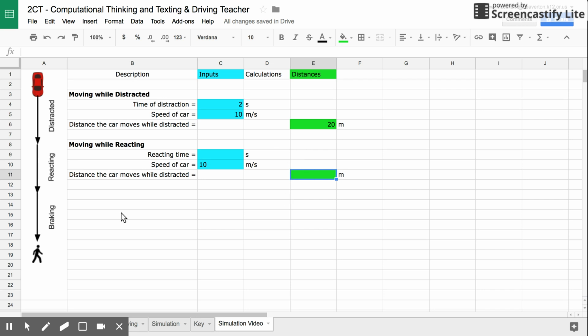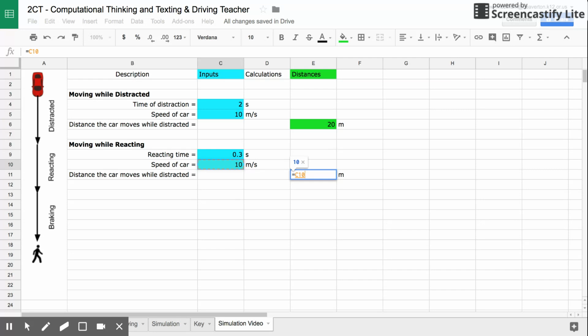All right. In our last video, we ended with looking at the distance while the car was moved while distracted and while reacting. To finish this one out, I'm going to do this pretty quickly. My reaction time was 0.3 seconds. And for my distance, what I'm going to do is hit the equal sign. It's the velocity or speed times time.